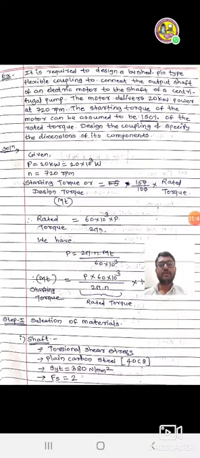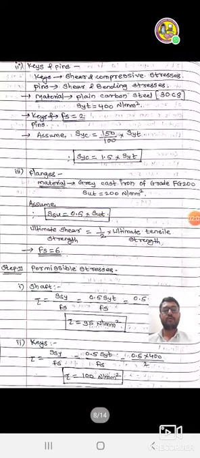Then the first step is selection of materials. For the shaft, select plain carbon steel 40C8. Yield strength for the shaft, for 40C8, is 380 Newton per mm square. Assume factor of safety as 2.